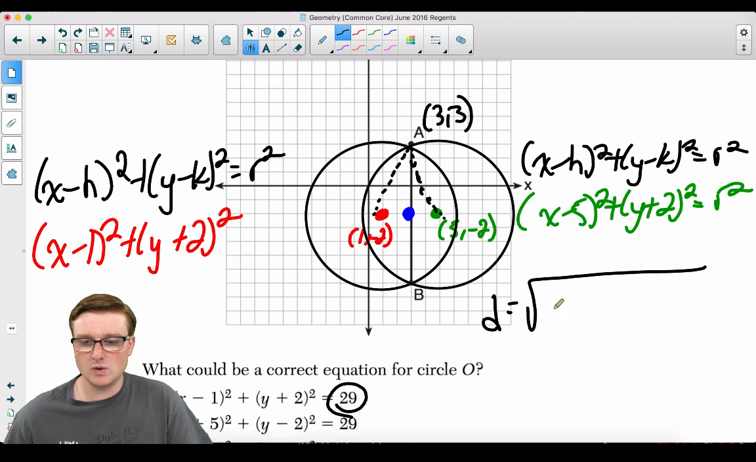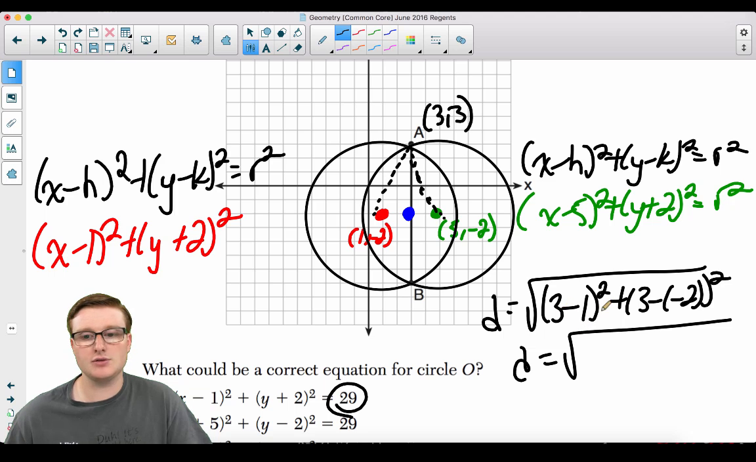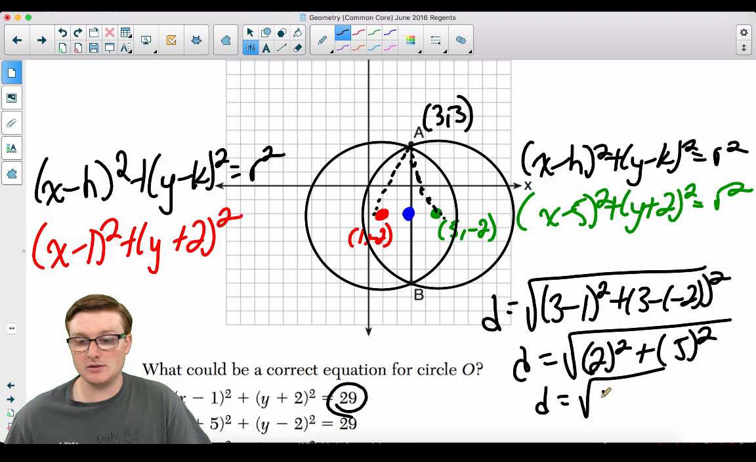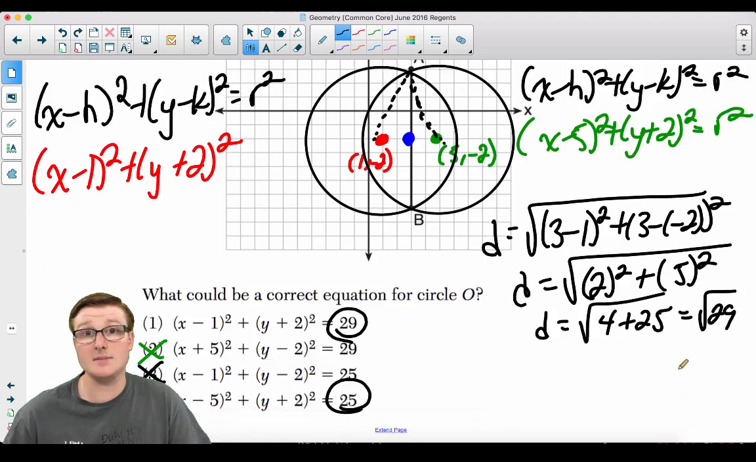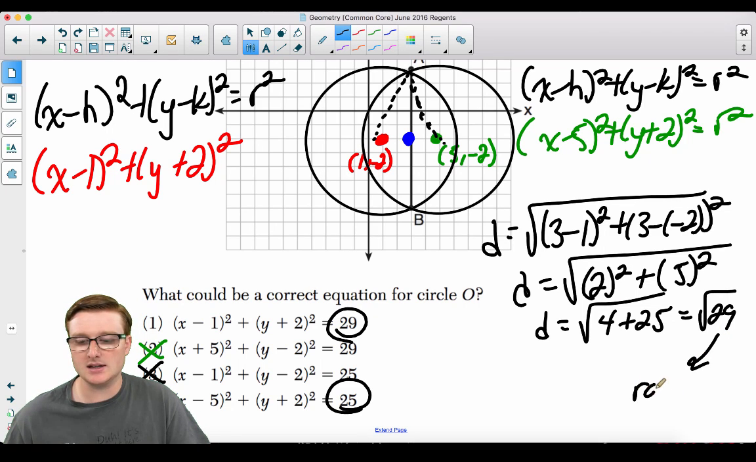So d is equal to the square root of (3 minus 1) squared plus (3 minus negative 2) squared. I'm using the red point for this. d is equal to the square root of 3 minus 1 is 2 squared, plus 5 squared. That's d equals the square root of 4 plus 25, which is the square root of 29. Wait a minute. That's the length of your radius.